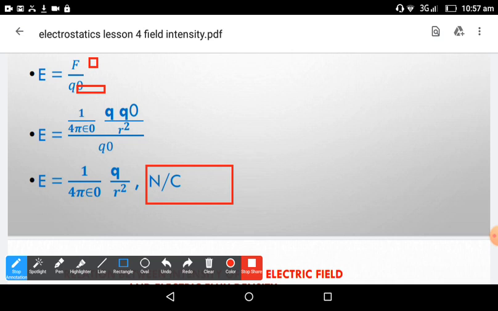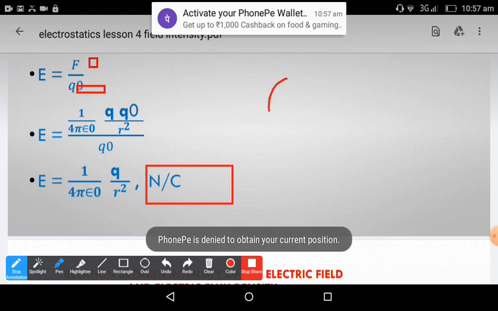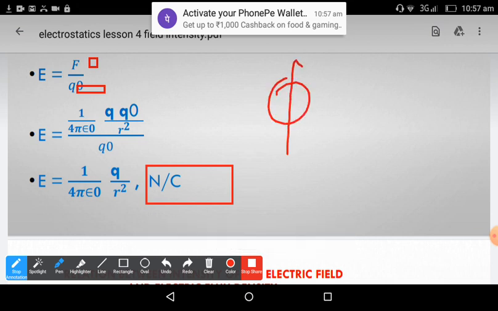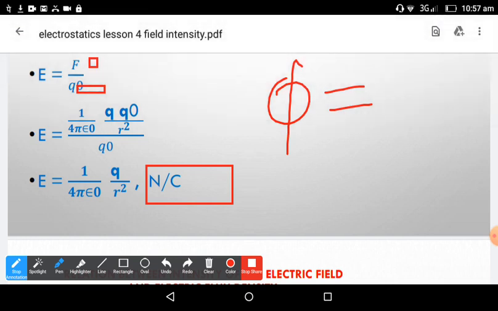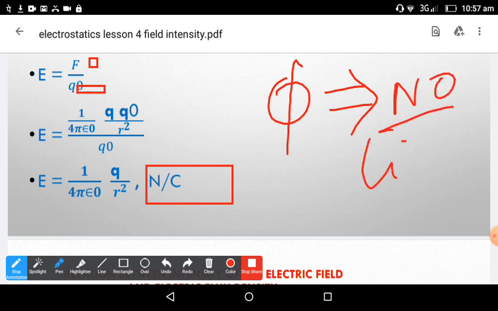Now this is just a formula. We have to calculate this intensity in terms of integration. This is related to flux. In the previous class I explained what is flux. Electric flux, total number of lines. So electric flux is denoted by phi, equal to the total number of lines. What type of lines? Electric lines.